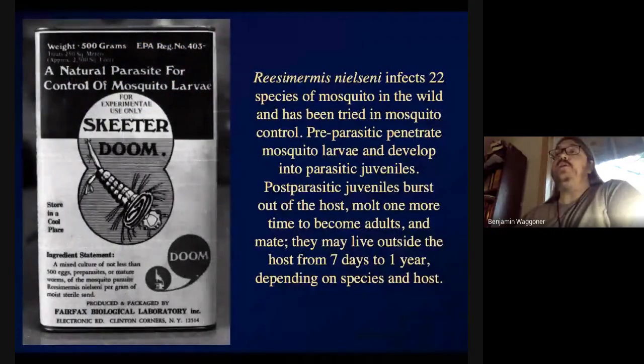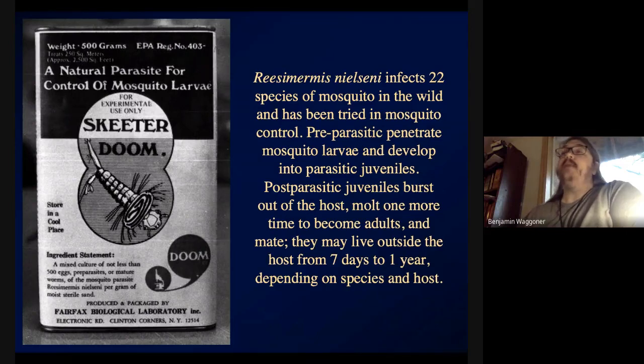That is pre-parasitic nematode juveniles of the species Romanomermis nielseni, known to infect 22 different mosquito species in the wild. So the pre-parasitic juveniles will penetrate mosquito larvae, develop into parasitic juveniles. The post-parasitics are the ones that burst out of the gut, they molt one more time and then mate, and then die anywhere from 7 days to a year afterwards.